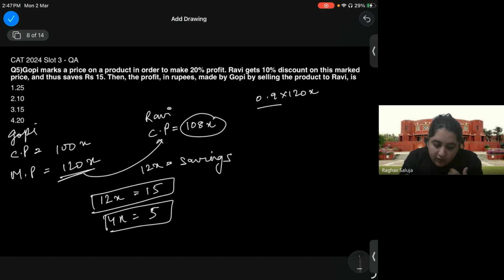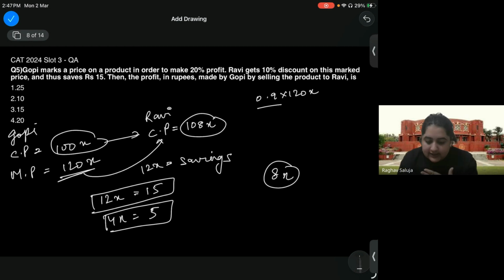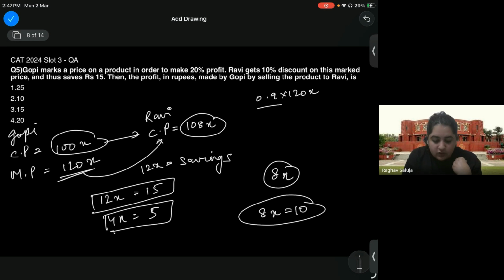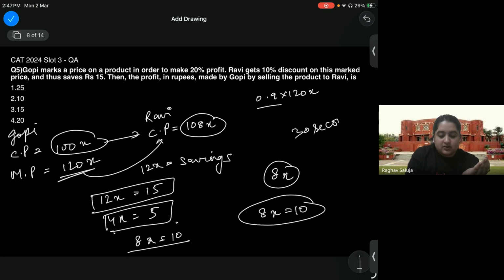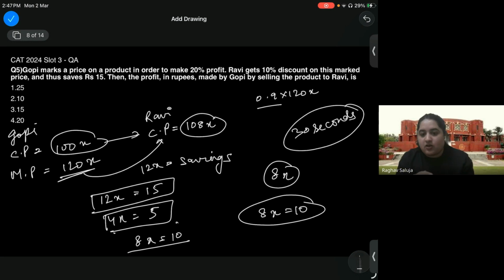And how much is the profit that Gopi will make? So Gopi bought at 100x, sold at 108x to Ravi. So the profit is going to be 8x, that is the selling price minus the cost price. So 8x is nothing but 10 rupees, because 4x is equal to 5. So 8x is equal to 10. Very simple question, 30 seconds question, max, or maybe under 1 minute question. So always make sure that you attempt these kind of questions. They are like freebies in CAT.